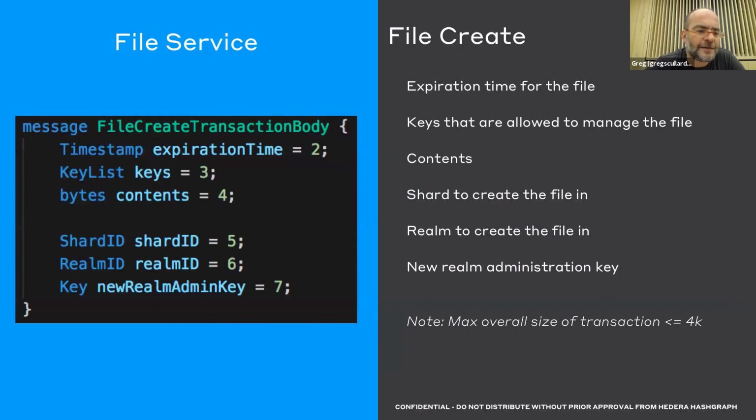So a file create, as seen through the lens of protobuf, we can see an expiration time, which is a timestamp, a key list, which is a list of keys or single key, contents as a byte array, and the shard, the realm, and the realm admin key that you want the file created under. So again, if you specify an existing shard and realm number, that's where the file will be created. If you specify a null realm ID, then a new realm will be created with that new realm admin key. But again, this is all kind of not yet available on Realms.